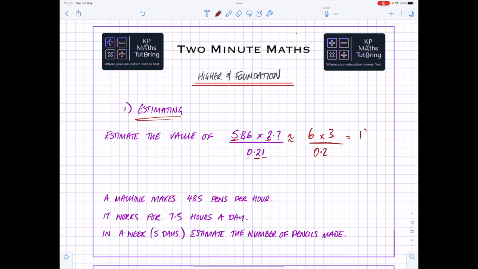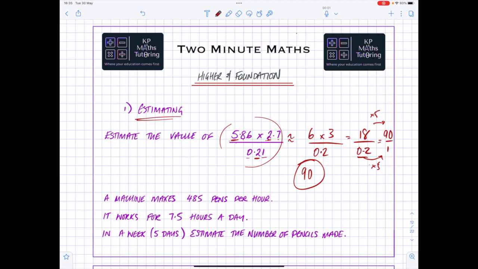Then what you're saying is 6 times 3 is 18, divided by 0.2, and you need to try and get this denominator to 1. So to get that to 1, I need to times by 5. So therefore you times the top by 5 as well. You times the top by 5, you end up with 90. So the answer is 90 over 1, which would be just 90. So all of that being estimated is 90.